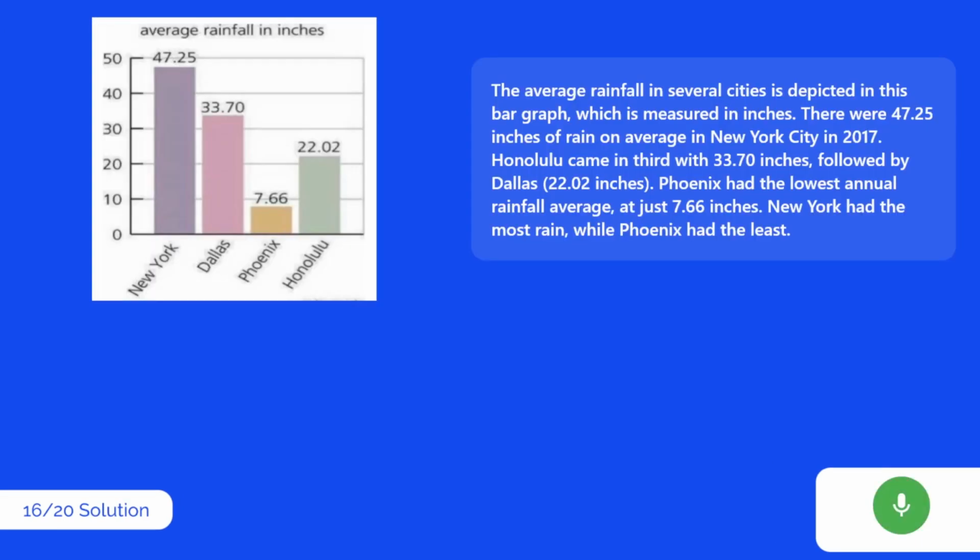The average rainfall in several cities is depicted in this bar graph, which is measured in inches. There were 47.25 inches of rain on average in New York City in 2017. Honolulu came in third with 33.70 inches, followed by Dallas, 22.02 inches. Phoenix had the lowest annual rainfall average, at just 7.66 inches. New York had the most rain, while Phoenix had the least.